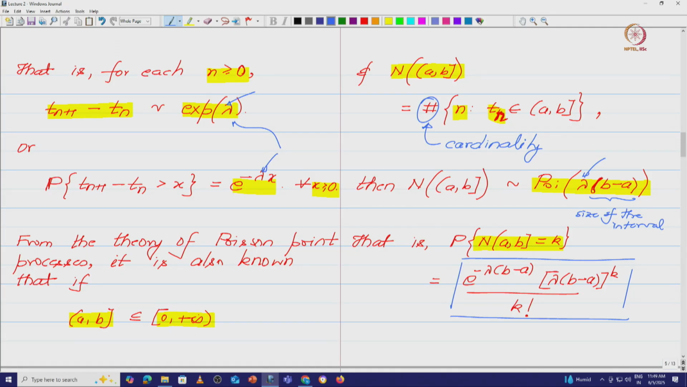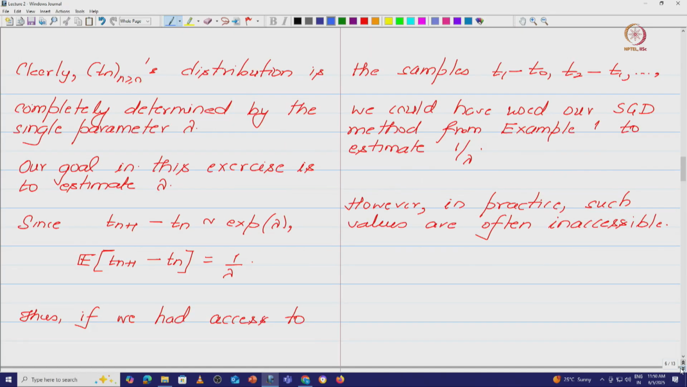Alright, so this in some sense is a summary of the Poisson point process, and the name Poisson comes from the fact that N of AB has this Poisson distribution. So let me now summarize what is the goal of this exercise.